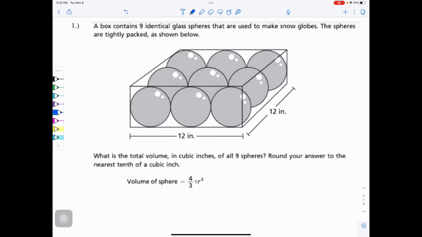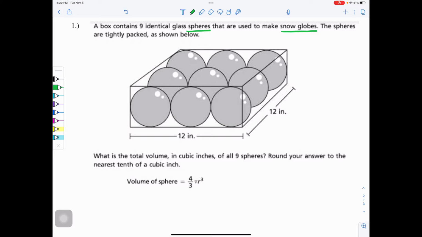So the first question says, a box contains 9 identical glass spheres. This one is actually telling us exactly the shape. We're dealing with spheres that are used to make snow globes. So again, if I didn't see the word spheres and I saw snow globes, I would still know I'm talking about a sphere. The spheres are tightly packed as shown below. It's almost like there's a box container, and these 9 spheres have been packed inside where all of the edges are touching the box.